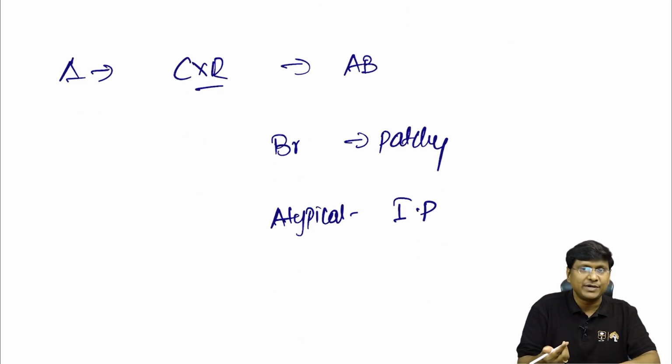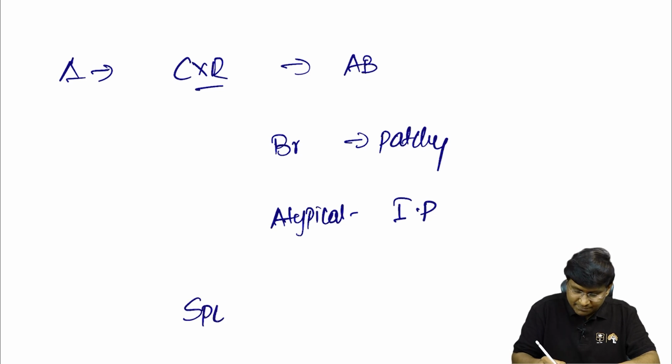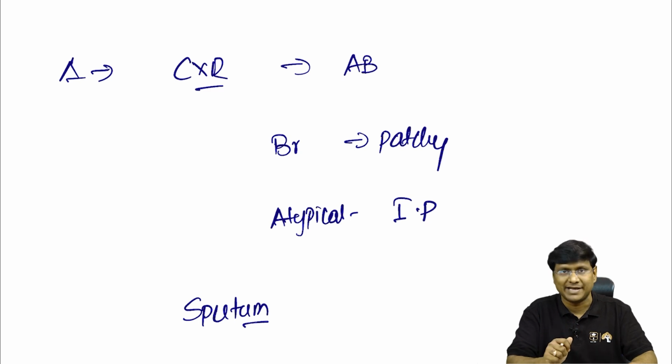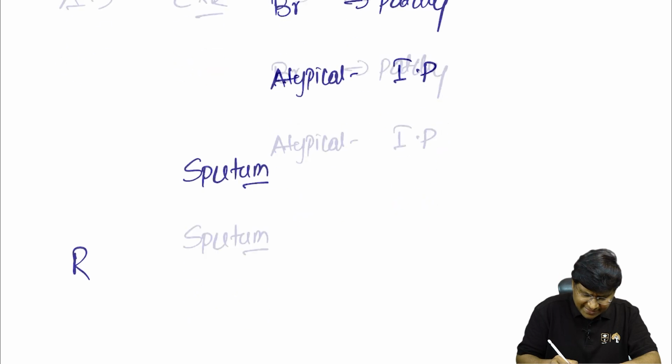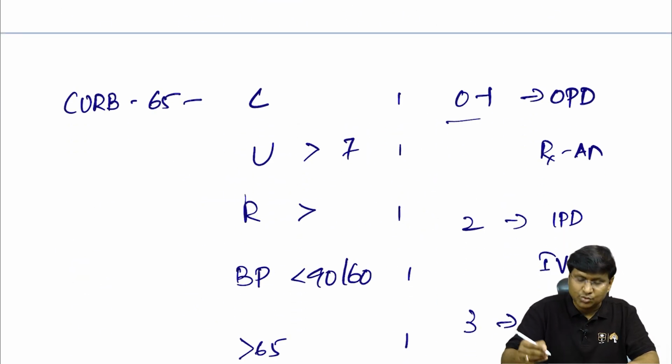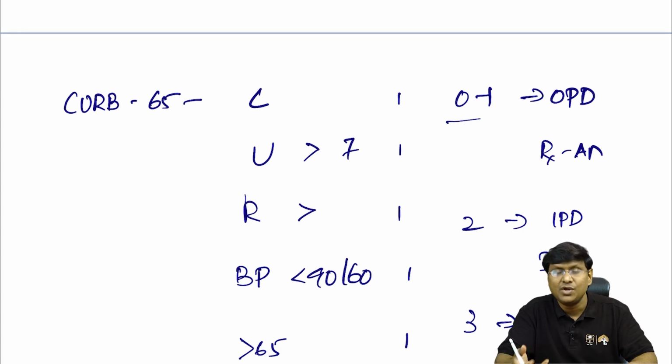The other way by which you can diagnose is sputum culture and sensitivity. You will be able to pick up the organism. So this is how you will be able to diagnose pneumonia. Then coming to the treatment, like I already said, if the score is 0 to 1, OPD treatment, that is azithromycin or the beta-lactam group of antibiotics should be given.